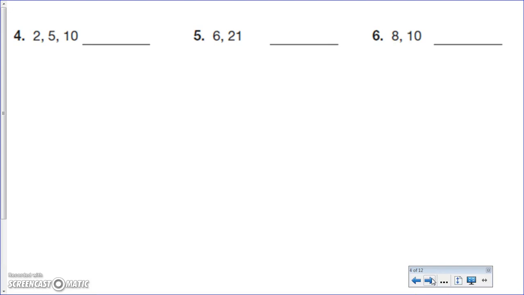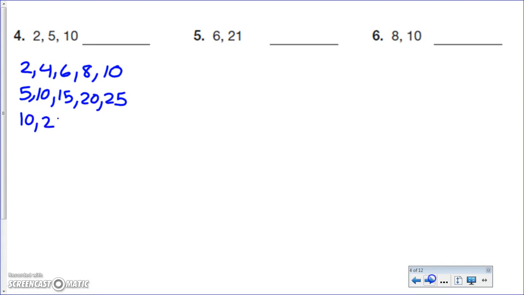For 4, we now have 3 numbers, but it's the same procedure. We're going to write out the first 5 multiples of each number and find the first number to show up on all 3 rows. Next, we look and circle any number that shows up on all 3 rows, and we can see 10. And since it's the first number to show up on all 3 rows, it's our least common multiple.